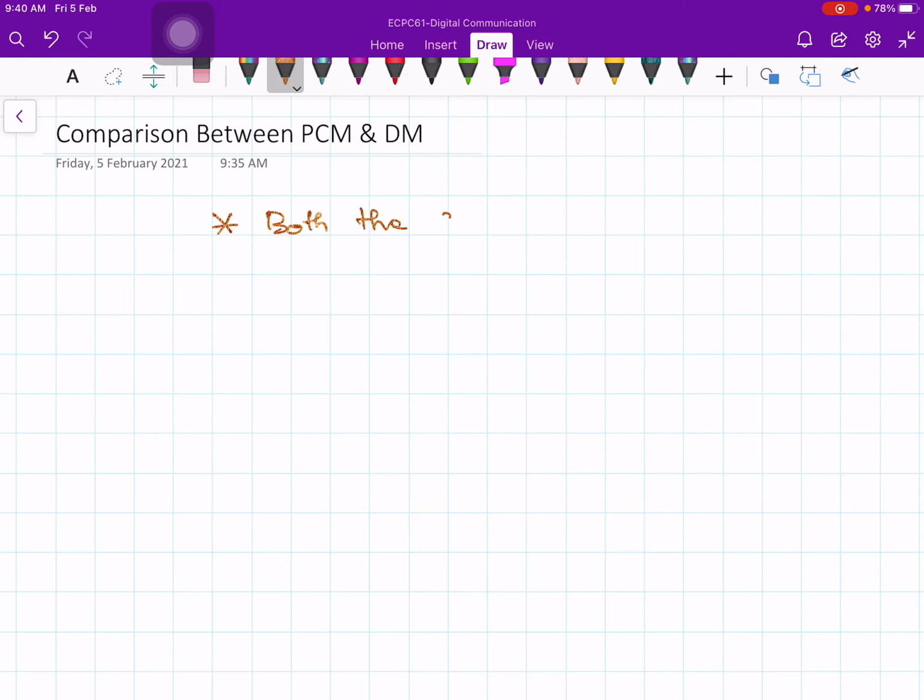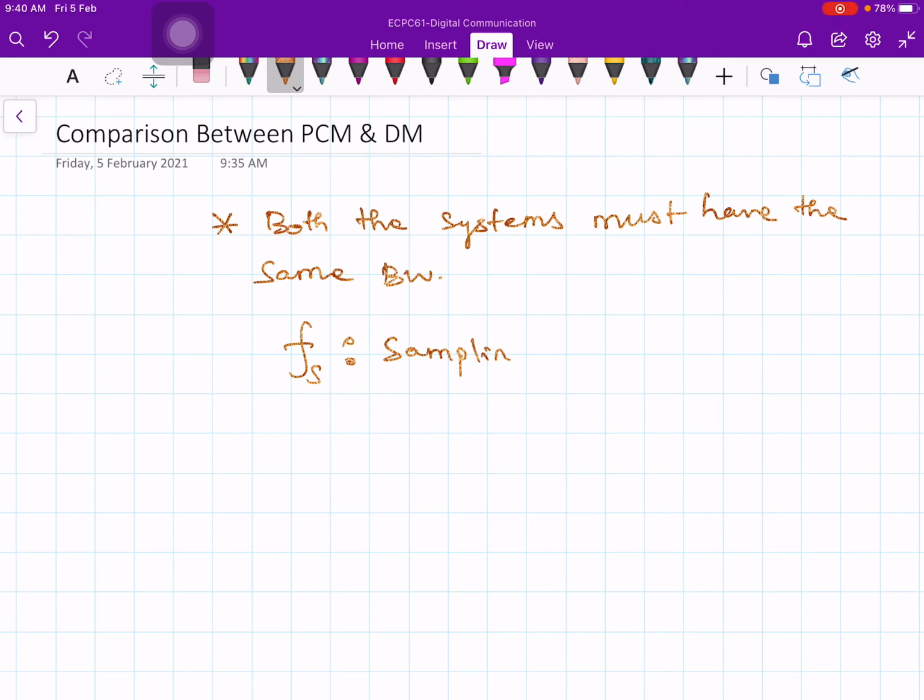Both the systems must have the same bandwidth, otherwise you cannot compare. So let's say we are using a sampling rate of fs. This is for PCM.